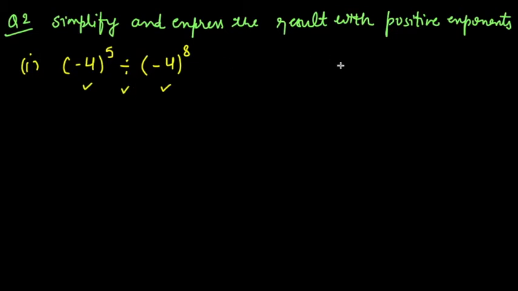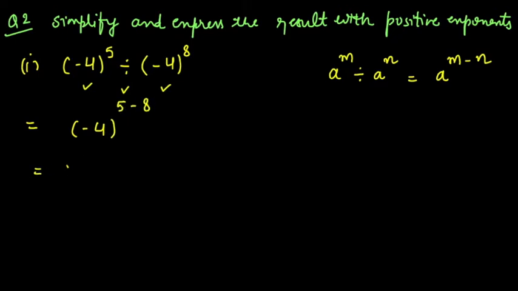So what we have done, we know that a raised to the power m divided by a raised to the power n, which means when the bases are same and the operation is division, we can subtract the powers, we can subtract the exponents. So using this law, minus 4, which is my same base, I can subtract the exponent, which is 5 minus 8. So I am getting minus 4 as it is, 5 minus 8 means minus 3.